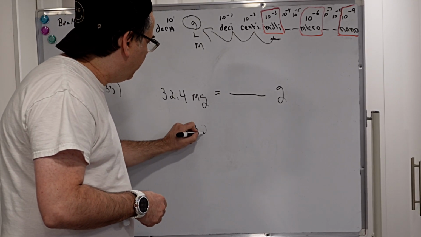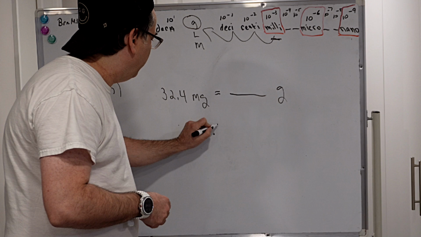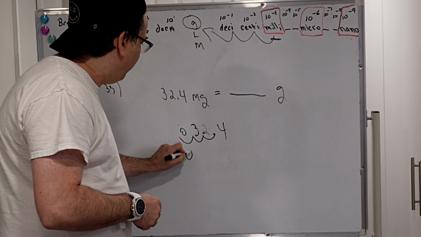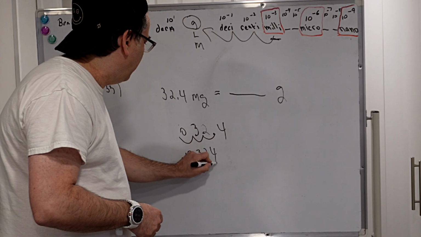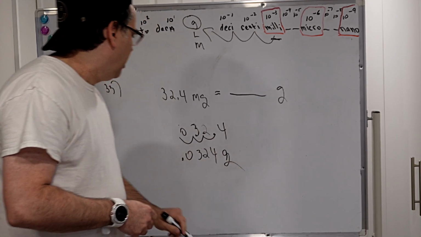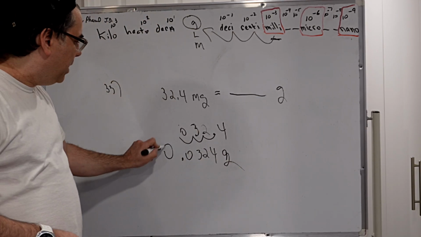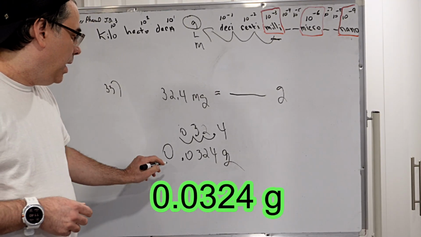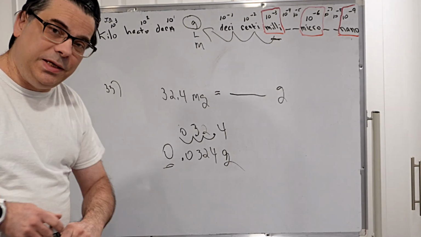So we have 32.4. We go 1, 2, 3. So we have 0.0324 grams is the answer. Again, you have to put a leading zero.